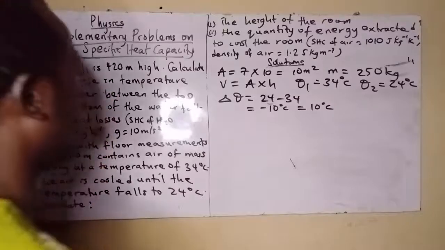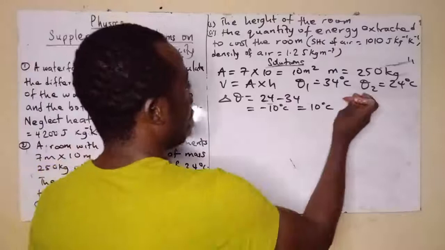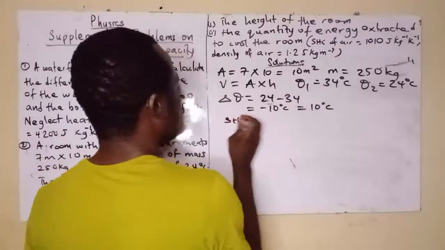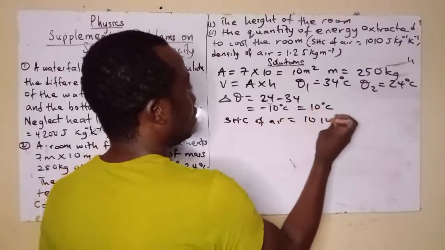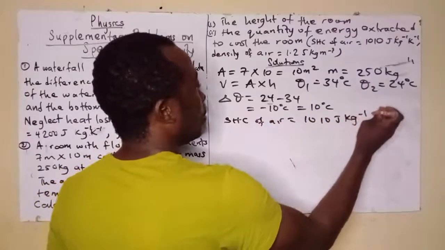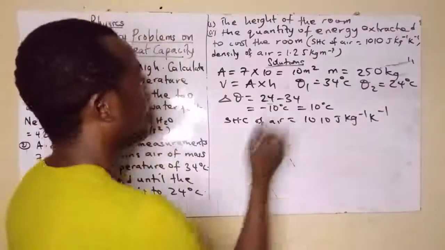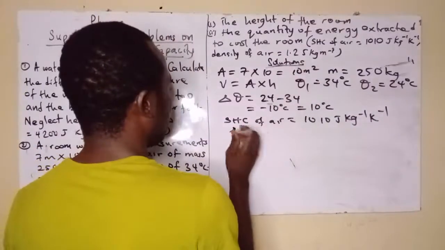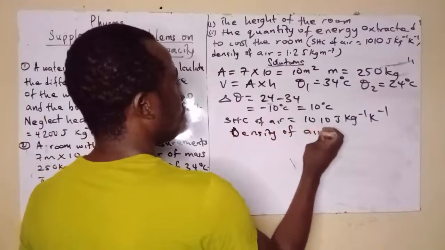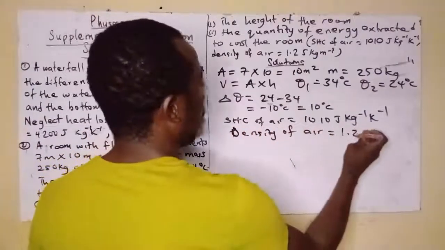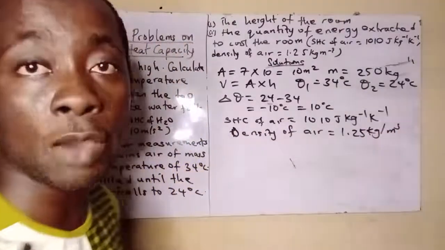They ask for the height of the room. They gave us some things like the specific heat capacity of air, which is 1010 joules per kilogram per Kelvin. And they also gave us the density of air. The density is 1.25 kilograms per meter cubed. So let's see how we can solve this now.